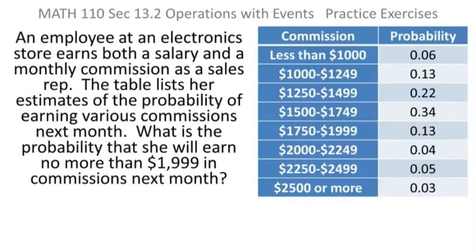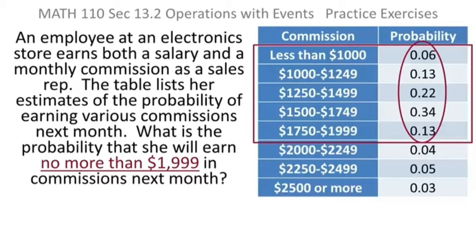An employee at an electronics store earns both salary and commission as a sales rep. The table lists her estimates of the probability of earning various commissions next month. What is the probability that she will earn no more than $1,999 in commissions next month? Notice that the 1,999 breaks right there, and you want to say no more than, so that means less than or equal to that number.